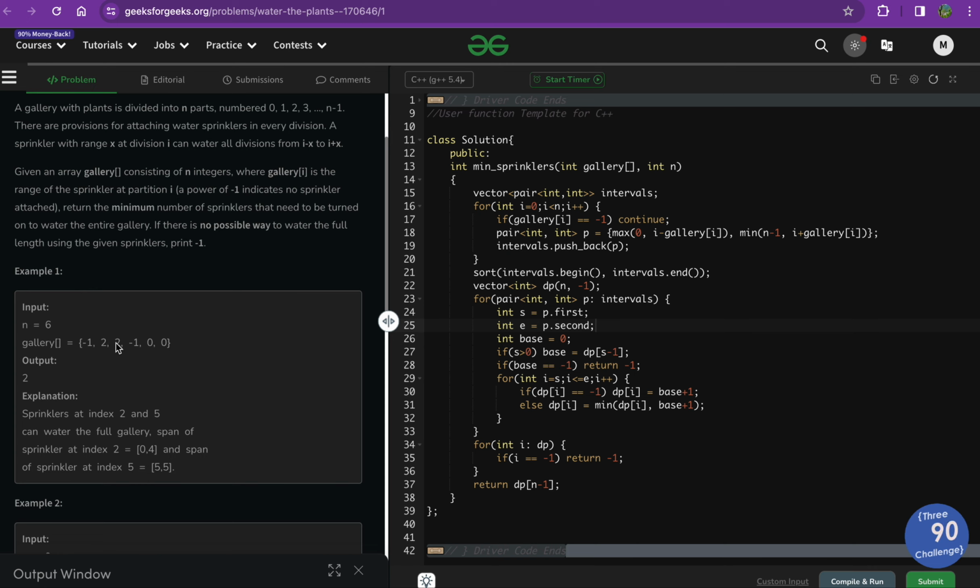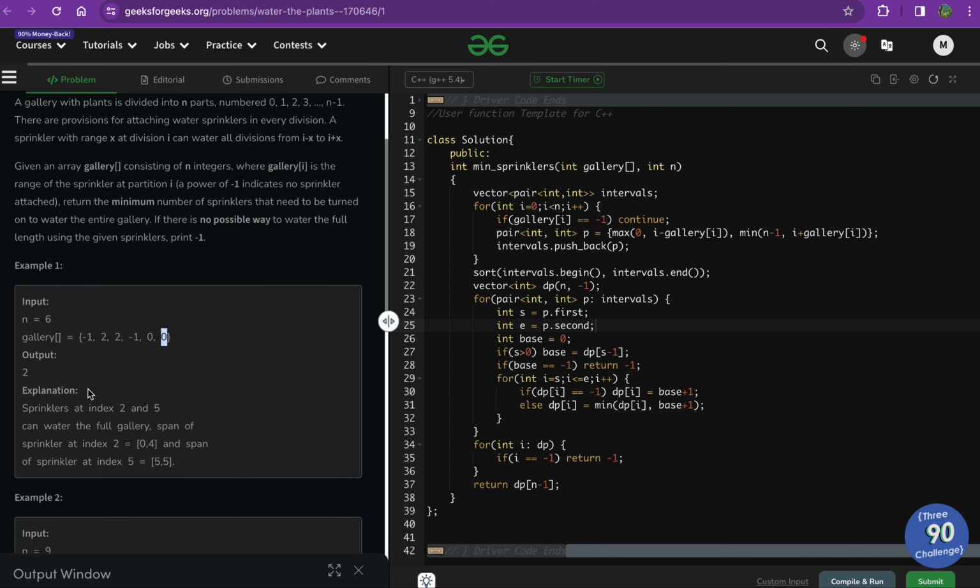Similarly, the sprinkler present at index 2 will water from 0 till 4. Sprinkler is not there at index 3. The sprinkler at 4 will water itself only. Similarly, the sprinkler at index 5. So we can say that the sprinkler at index 2 can water from 0 till 4, and the sprinkler at the 5th index can water itself. So we need 2 sprinklers to water the entire gallery.